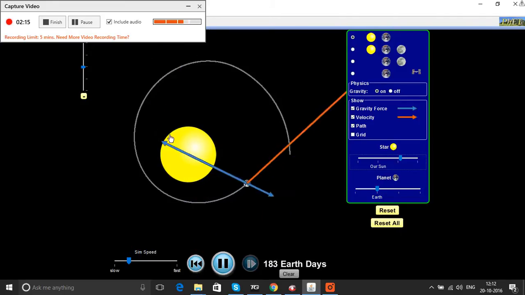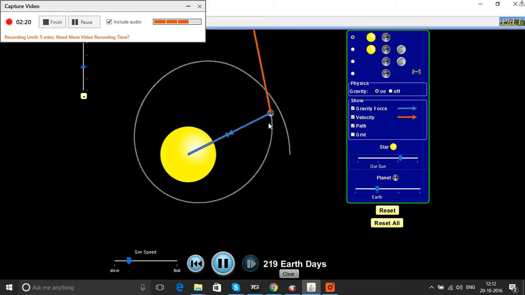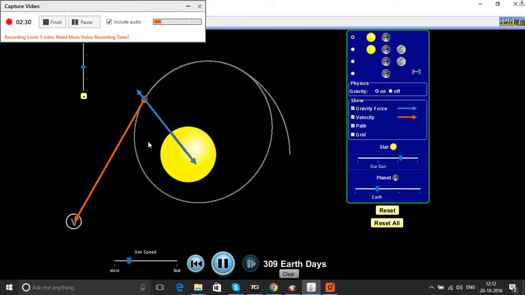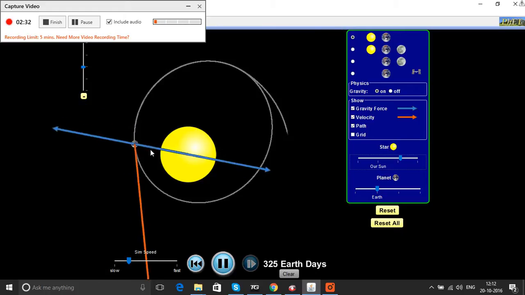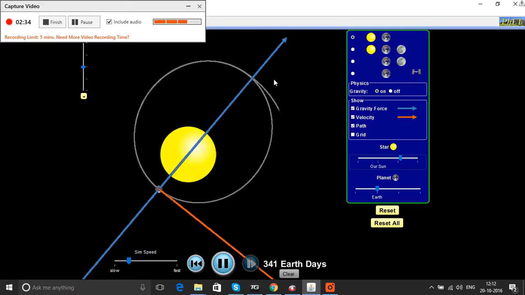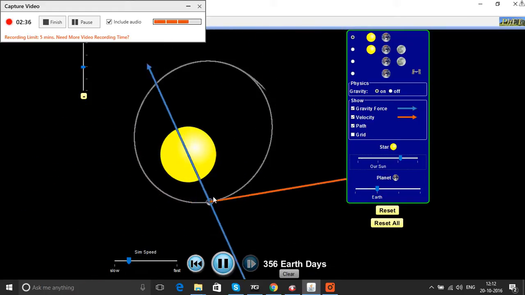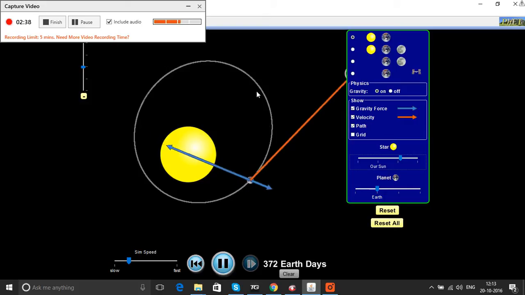And this is called the slingshot effect. As we can observe here, as it approaches, the force of gravity is increasing. Now you can see the force of gravity is very high, and as it recedes away from the sun, you can see that the force gradually decreases.